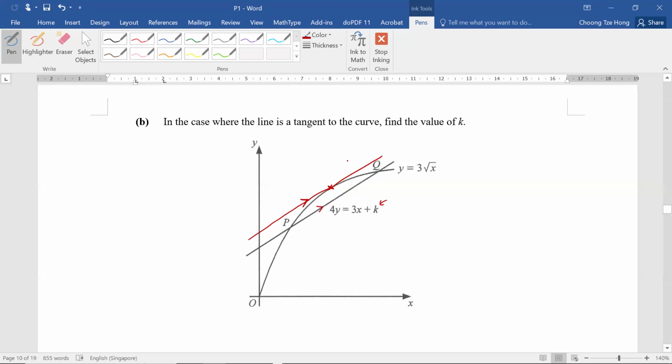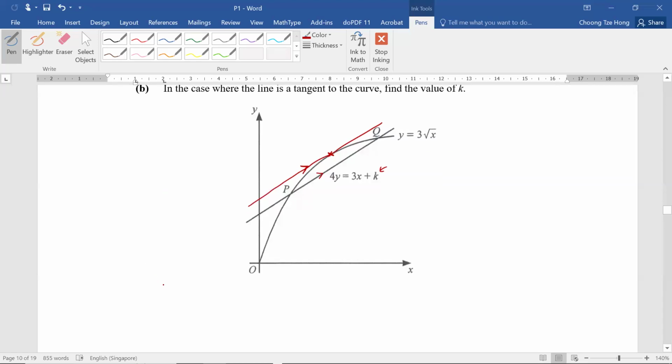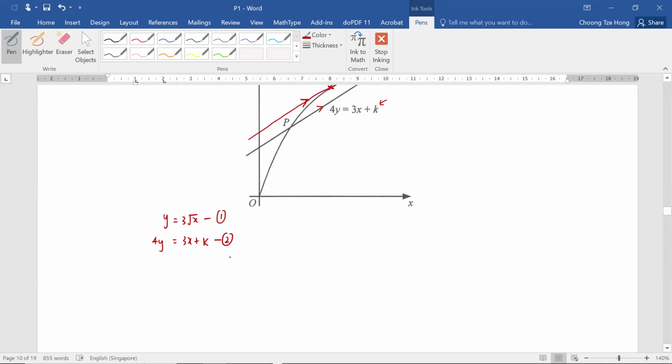So let's just proceed with this question first, and then later on, once we reach a certain point, we'll see how we can move further forward and solve the question. Same thing, we try to solve simultaneously. So y equals 3 square root x. Once again, we let this be equation 1. Then 4y equals 3x plus k. This will be equation 2. Now what they want us to do is to find the value of k. Same thing, we're going to substitute 1 into 2.